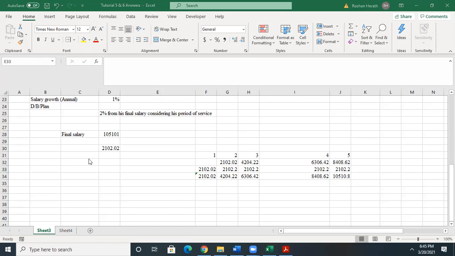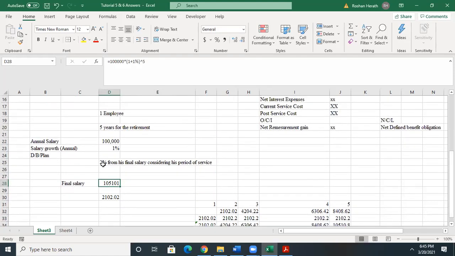How do you get the annual benefit? This is how I get that. Here, there's an employee who recruits today. He's giving his annual salary of 100,000 and his salary is expected to grow by 1%. He expects to retire in 5 years' time. According to the plan, we need to give a particular retirement benefit, and that is our defined benefit plan. What is our defined benefit plan? We need to pay this employee 2% of his final salary considering his period of service. Then we need to work out what his final salary is.